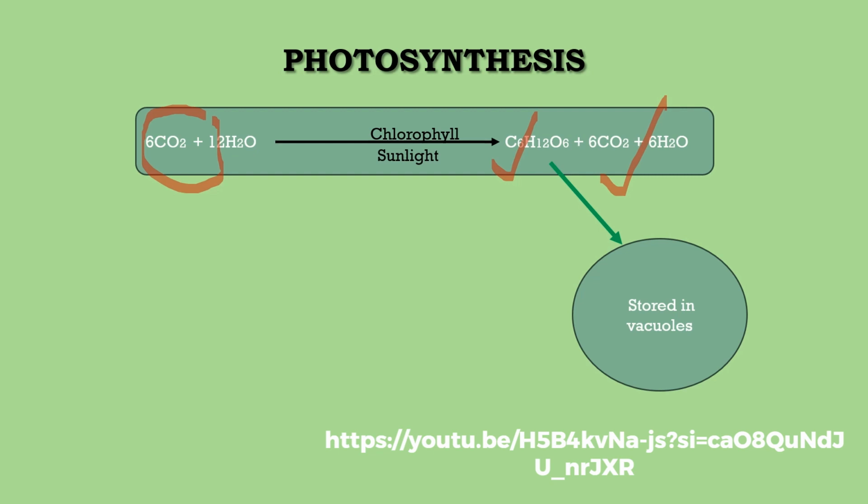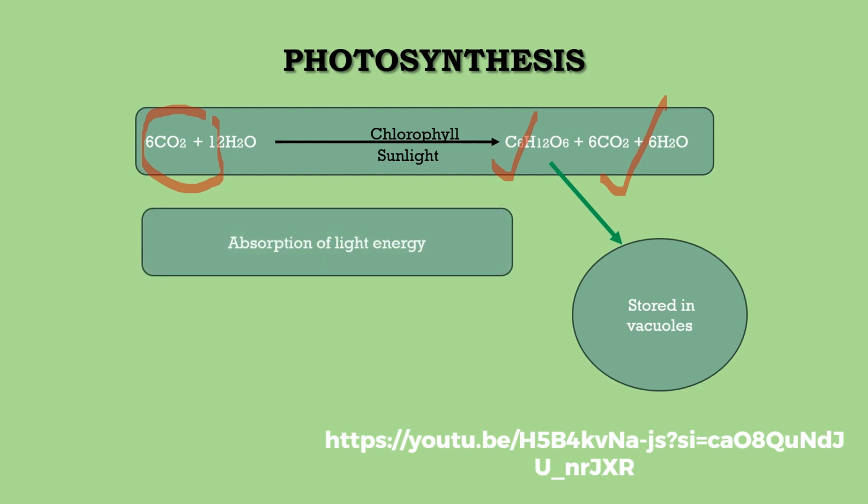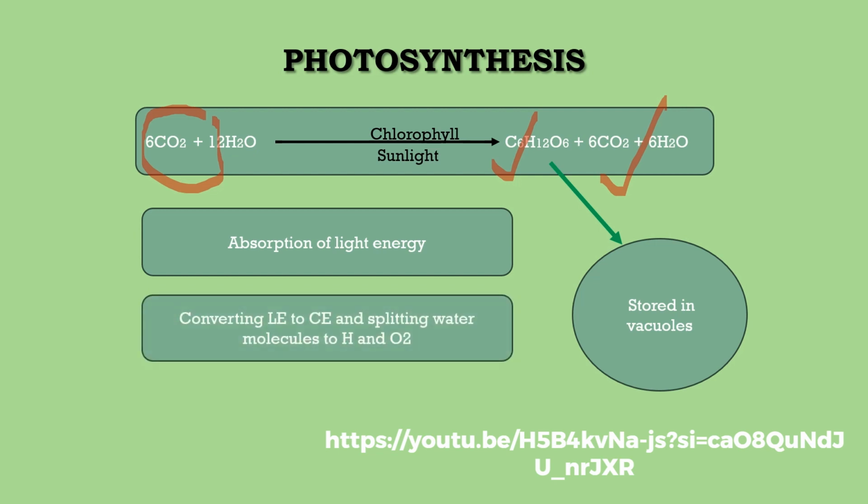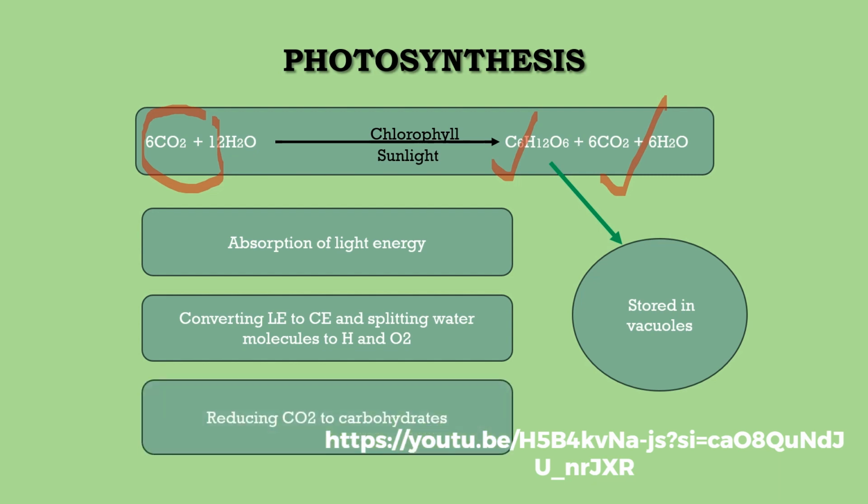Major events during photosynthesis: 1. Absorption of light energy by chlorophyll. 2. Conversion of light energy to chemical energy and splitting of water molecules into oxygen and hydrogen. 3. Reduction of carbon dioxide into carbohydrates. Let's understand how each of these components is necessary for photosynthesis.